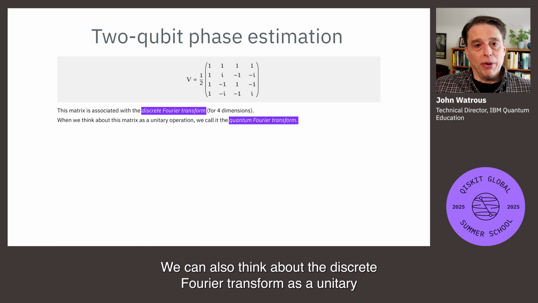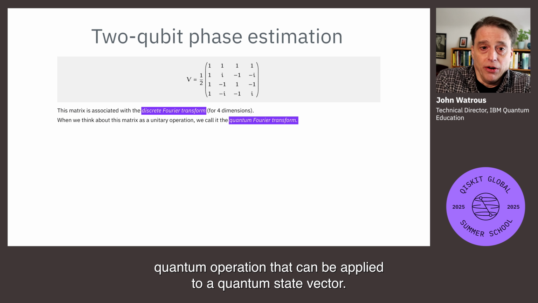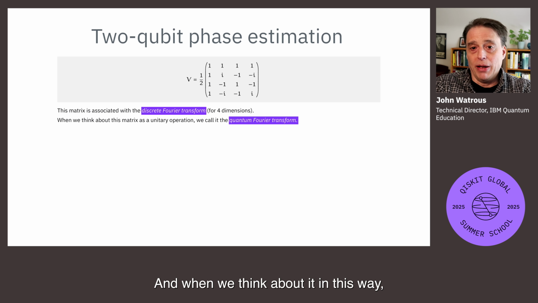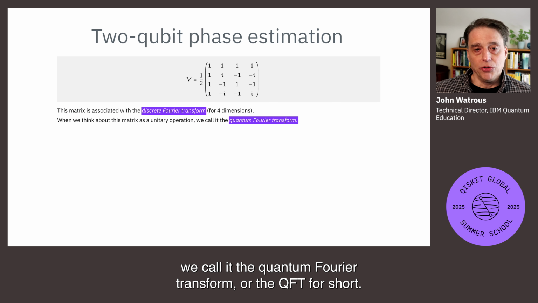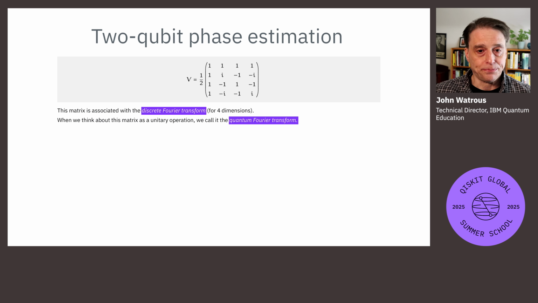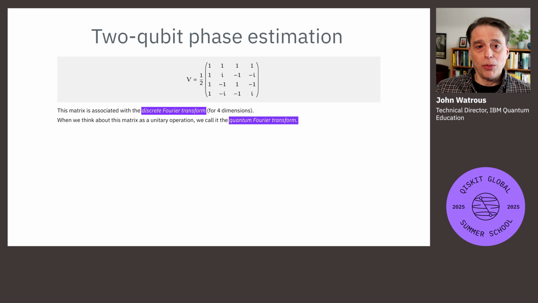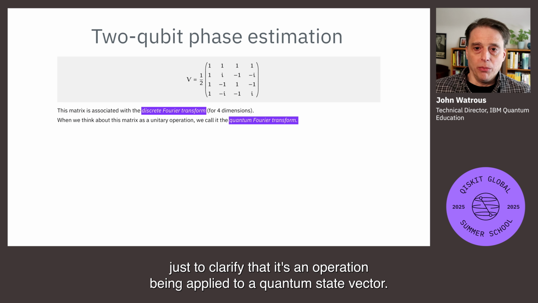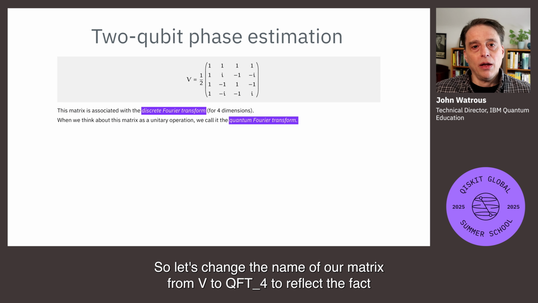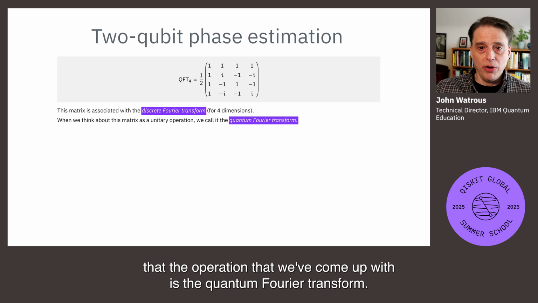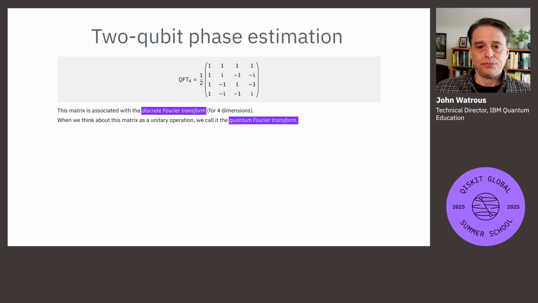We can also think about the discrete Fourier transform as a unitary quantum operation that can be applied to a quantum state vector. And when we think about it in this way, we call it the quantum Fourier transform, or the QFT for short. Mathematically speaking, it's essentially the same thing as the discrete Fourier transform, but we call it the quantum Fourier transform just to clarify that it's an operation being applied to a quantum state vector. So let's change the name of our matrix from V to QFT4 to reflect the fact that the operation that we've come up with is the quantum Fourier transform.